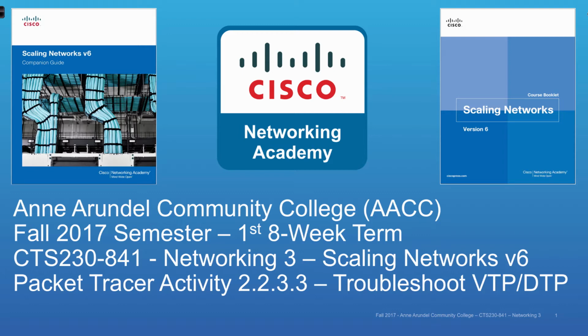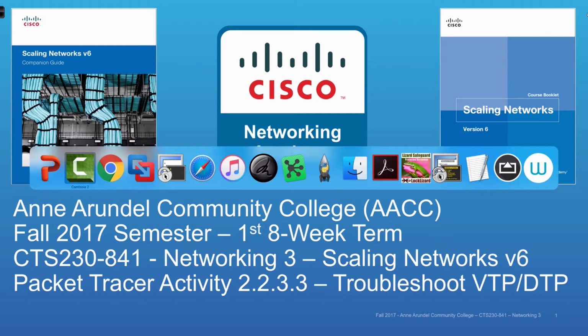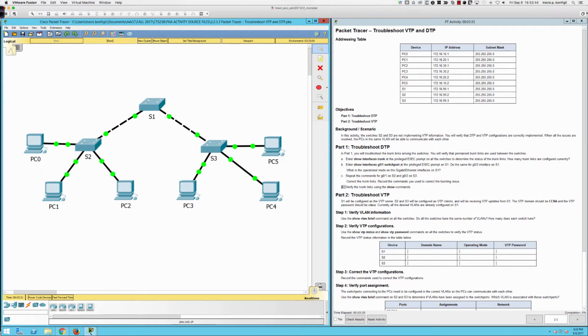This is the Scaling Networks V6 or Networking 3 course, and this evening's video tutorial and solution set is going to be on Packet Tracer Activity 2.2.3.3, where we're going to be troubleshooting VTP and DTP, in other words, the VLAN Trunking Protocol and the Dynamic Trunking Protocol. So let's go ahead and come over to our activity.